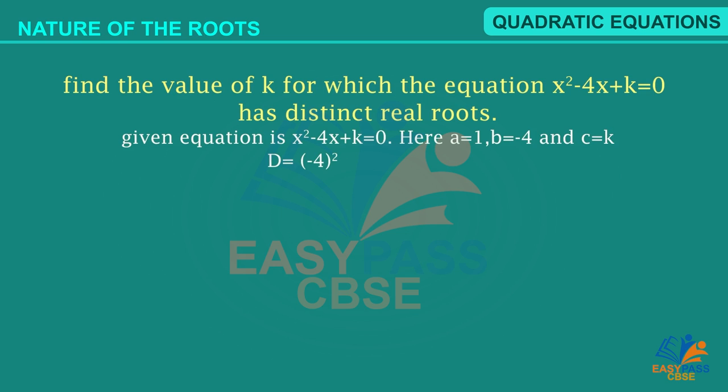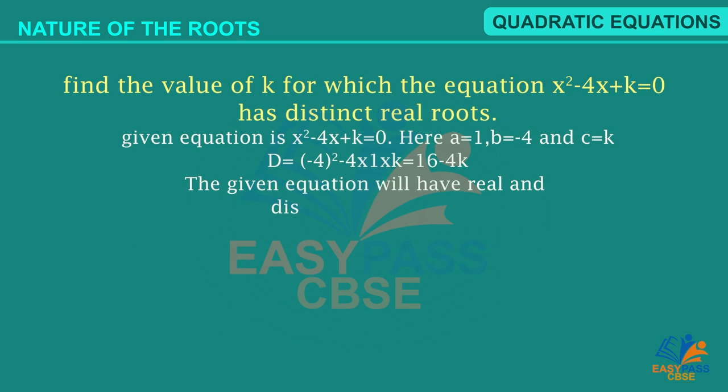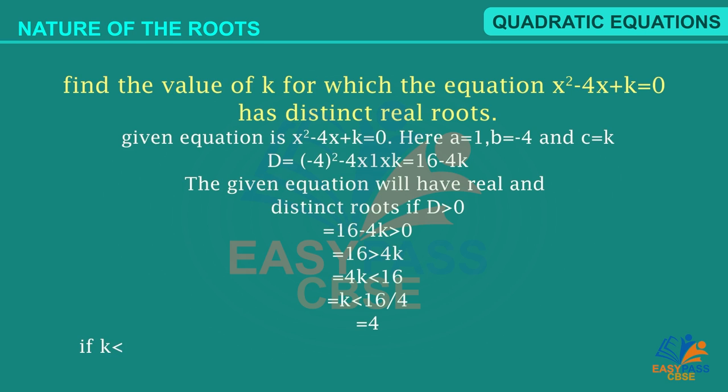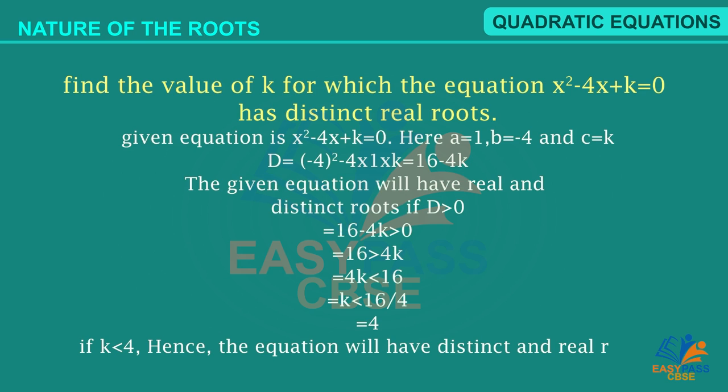My discriminant is 16 minus 4k. Now 16 minus 4k is greater than 0. 16 minus 4k greater than 0 is same as 4k minus 16 less than 0. On simplifying, you get k is less than 4. That means when k is less than 4, this equation can have distinct and real roots.